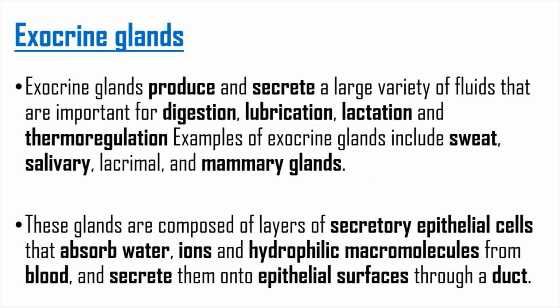Exocrine glands produce and secrete a large variety of fluids that are important for digestion, lubrication, lactation, and thermoregulation. Examples of the most common exocrine glands include sweat glands that are found in the skin, salivary glands that are found in your face, in your mouth, lacrimal glands, and mammary glands.